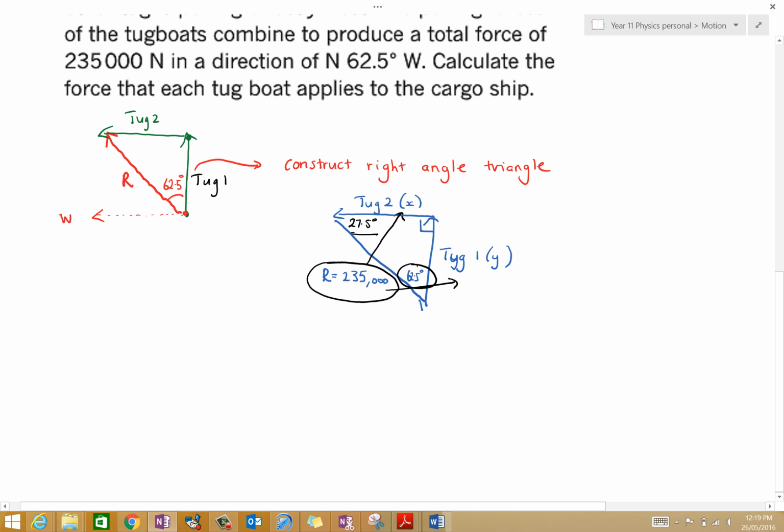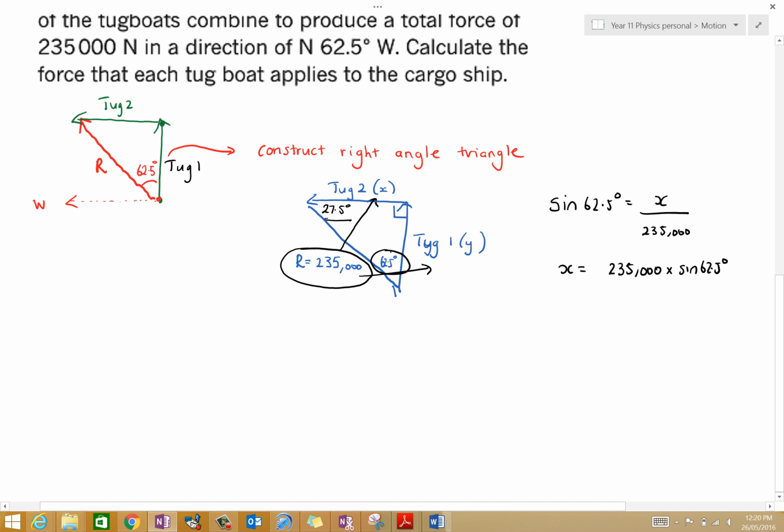So what we need is a relationship, which is a trig ratio. I'm looking at the opposite and the hypotenuse. So we can say that sine of 62.5 degrees is equal to my opposite, which is that distance x, over 235,000. Now we've got to solve for x. So the magnitude of x is equal to 235,000 times sine of 62.5 degrees.